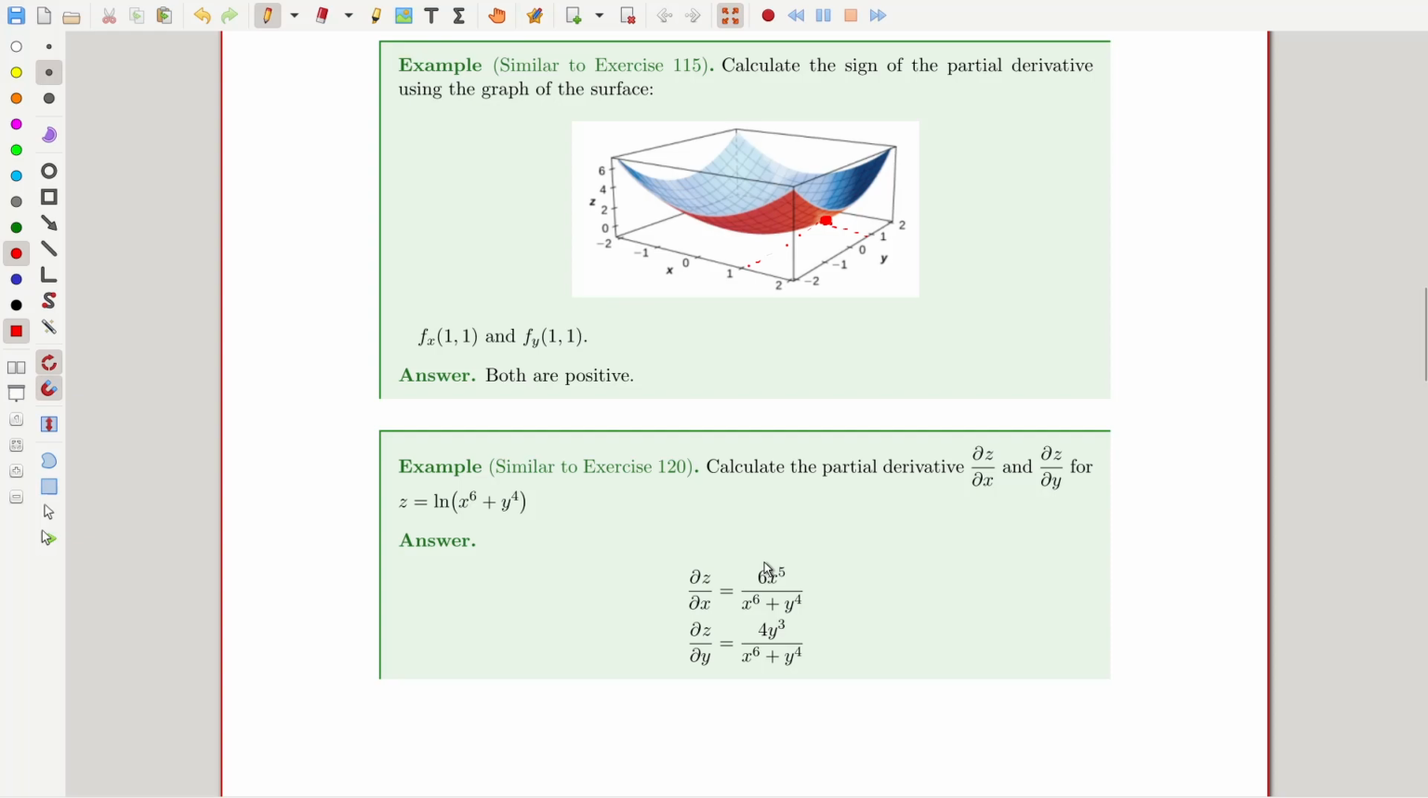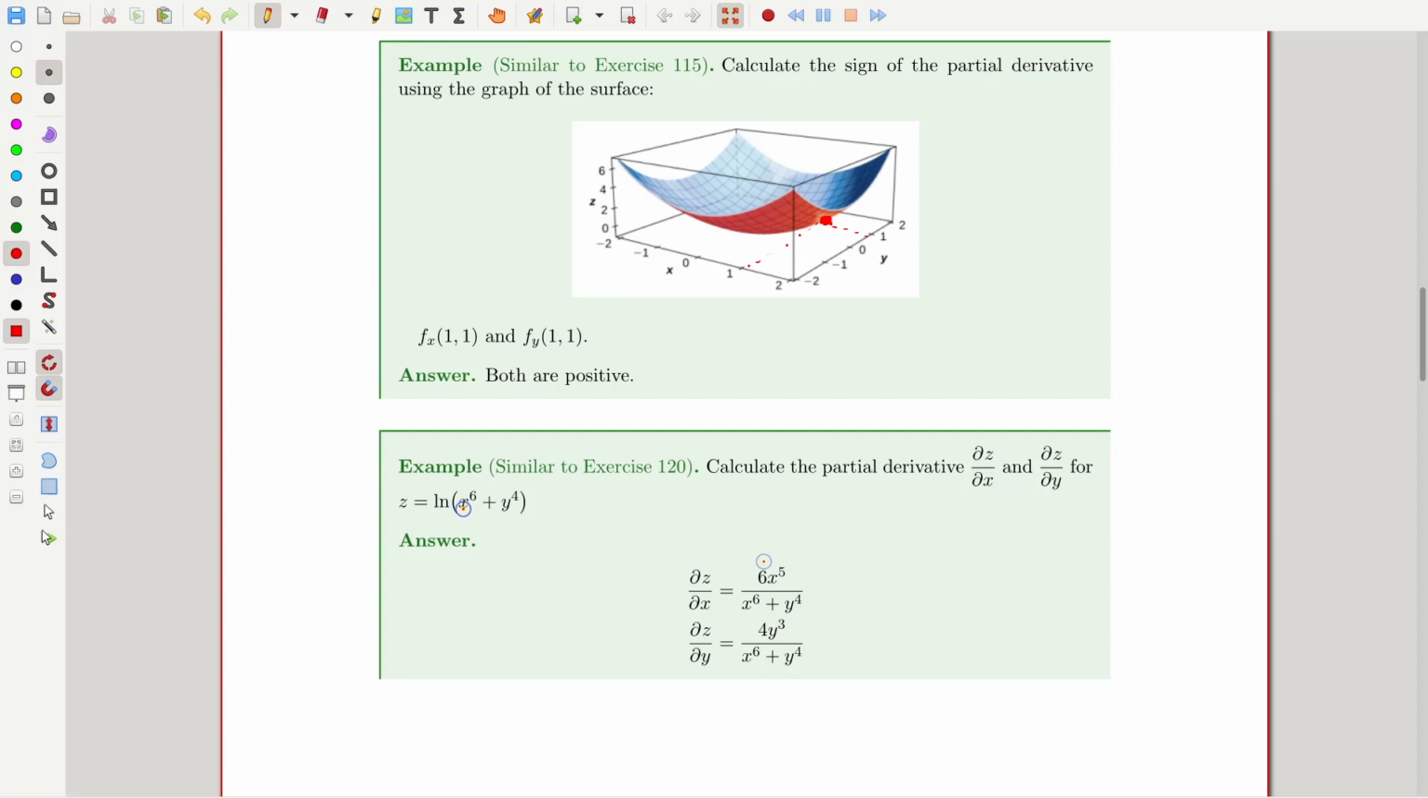Next, for dz/dy, again, this is a function of y, so when you take the y derivative, you first start with the derivative of the logarithm function, which puts the inner function into the denominator. Then you take the derivative of the inner function because of chain rule, and because we're taking the derivative with respect to y, this x to the 6th is treated as a constant.